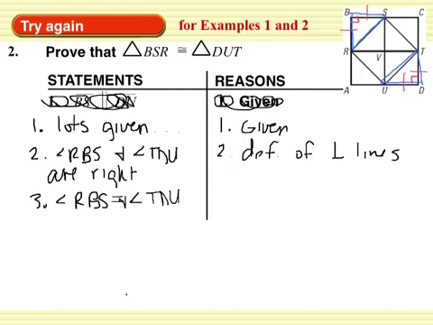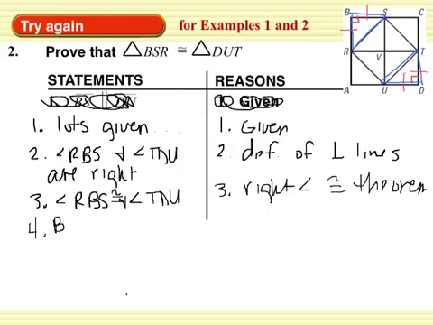So we're going to say these are congruent. And that's the right angle congruence theorem. We know those sides are congruent because it was given. Actually, no. Let's say VS is congruent to UD and BR is congruent to TD. That should be a 4. Definition of midpoint.